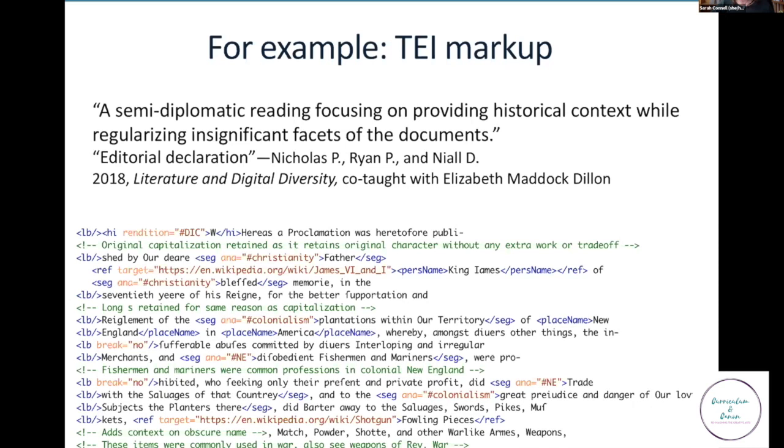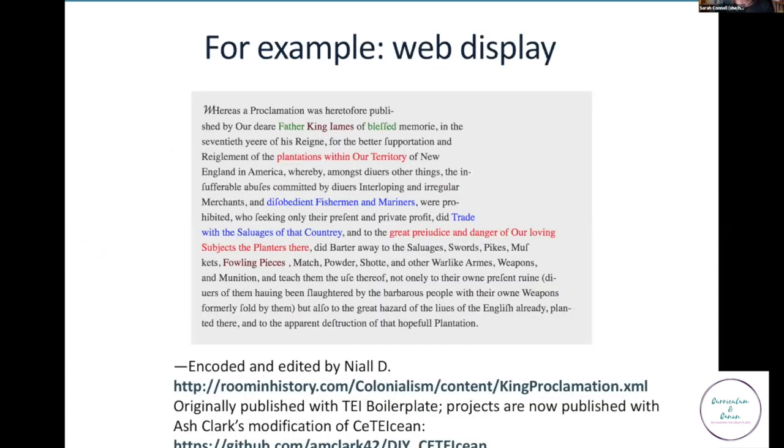So for example, he is commenting that he's applying his group decisions about how to handle distinctive initial capitals and the long S character. He's also pointing out a place where he's decided to provide a Wikipedia link to give more context for an obscure word. And he's remarking on the decisions he's made about applying his group's interpretive annotations, such as his choice to mark out the phrase disobedient fishermen and mariners as being language related to New England, because these were common professions in colonial New England.